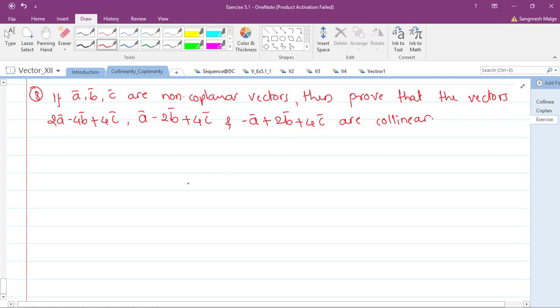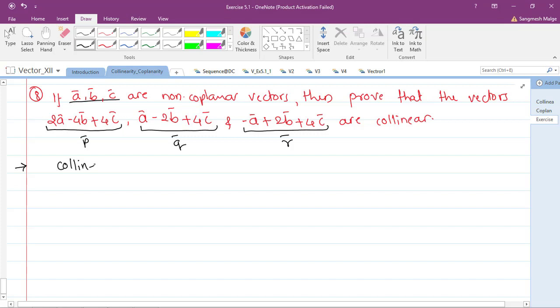Okay, so what is given is A bar, B bar, C bar are what? These are the non-coplanar vectors, means no linear combination is possible. Then prove that these three vectors, so let's name this as P bar, this as Q bar and this as R bar. We have to show that these are collinear vectors. So what is the condition for collinearity? The vectors should be scalar multiples of each other. Then only you say collinear vectors.